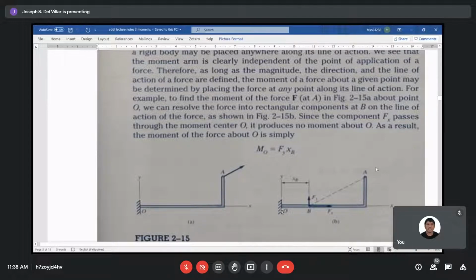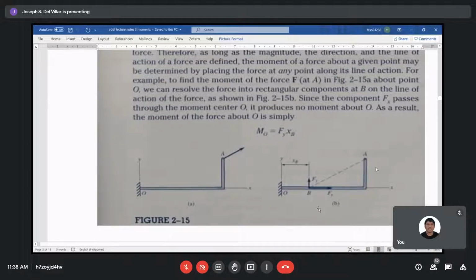Kapag isa sa component dumaan sa pivot, isa na lang na component ang may moment. Yun na lang ang gagamitin mo. So minus 1 ka na. Mas madali na kasi wala ka nang iisipin, na-eliminate mo na yung isang force. So that is transmissibility.